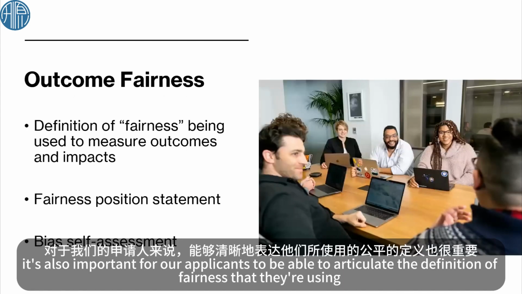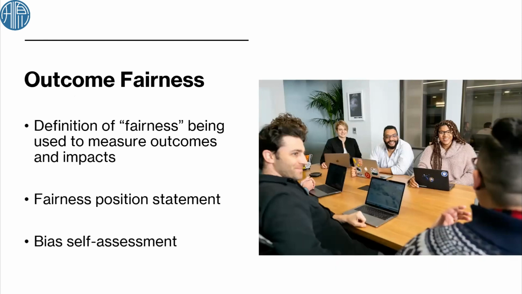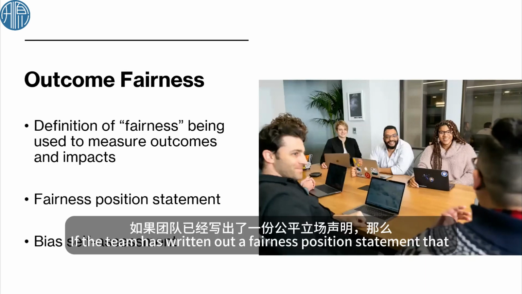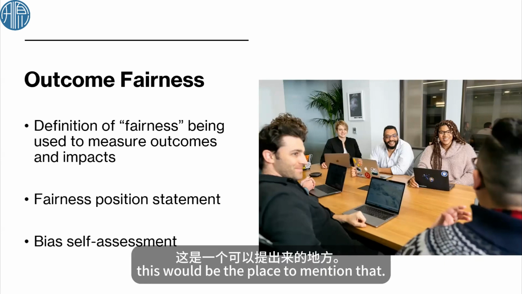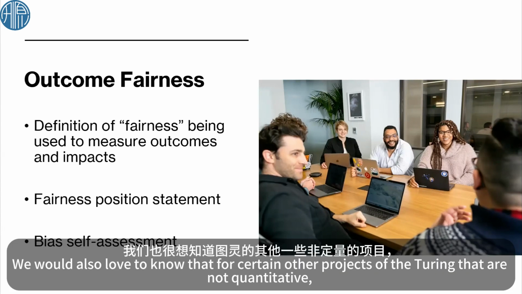It's also important for our applicants to be able to articulate the definition of fairness that they're using to measure the outcomes and impacts of the project. So for some research projects, this may mean describing a mathematical definition of fairness that they're using. If the team has written out a fairness position statement that establishes the metric-based fairness criteria for the project, this would be the place to mention that. If the team has conducted bias self-assessments, we would also love to know that.